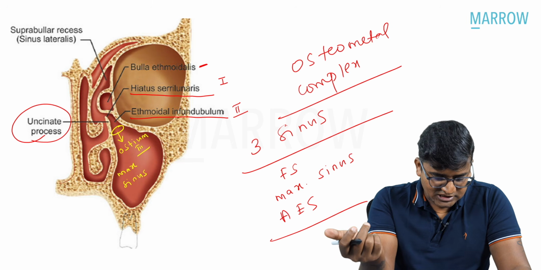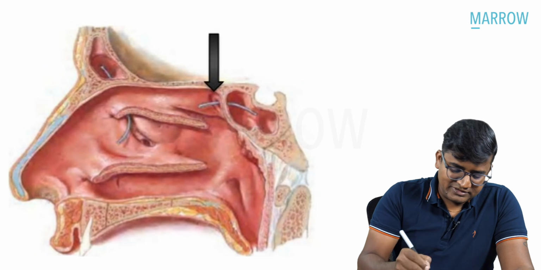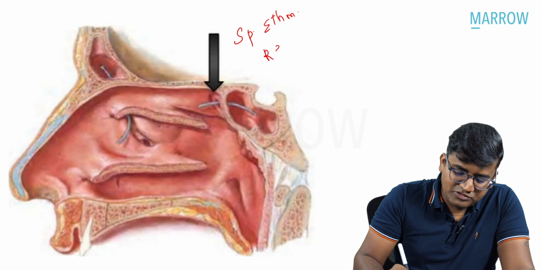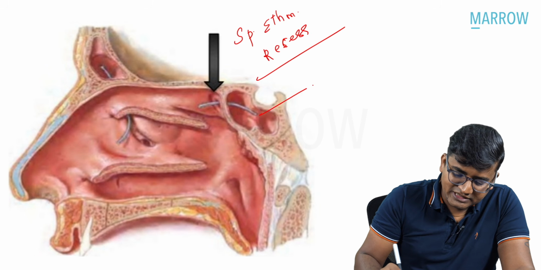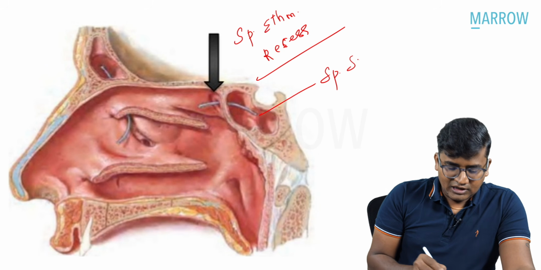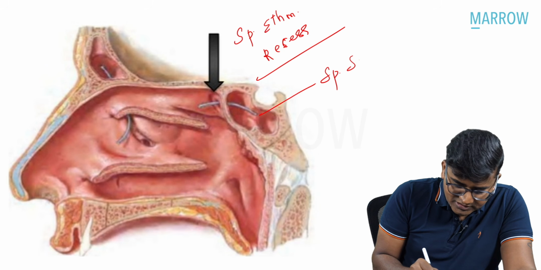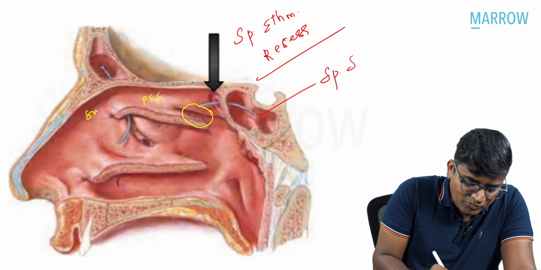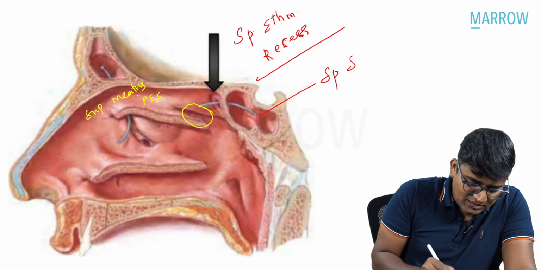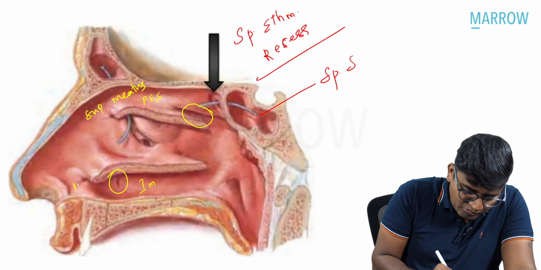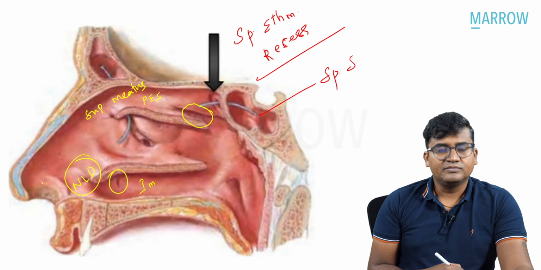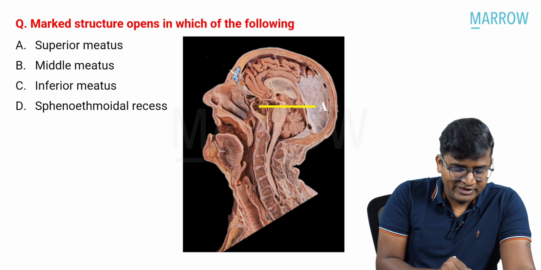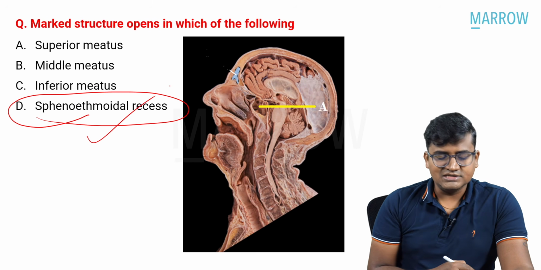Right, now see the diagram. Here we are seeing the sphenoethmoidal recess, which is receiving the sphenoidal sinus. And this is our posterior ethmoidal sinus that is opening in the superior meatus. And in the inferior meatus, we are seeing the opening of nasolacrimal duct. So what is the answer for this question? The marked structure is opening in the sphenoethmoidal recess. That is the answer for this question.